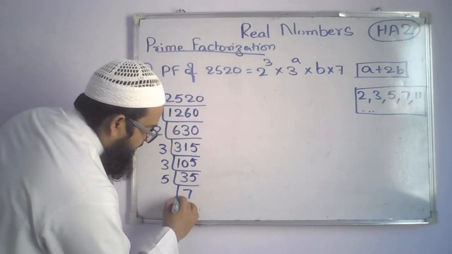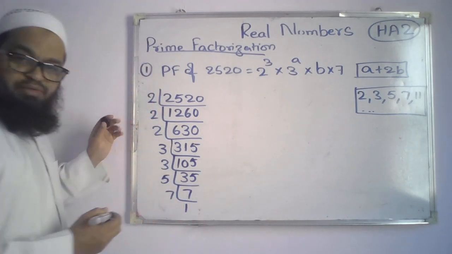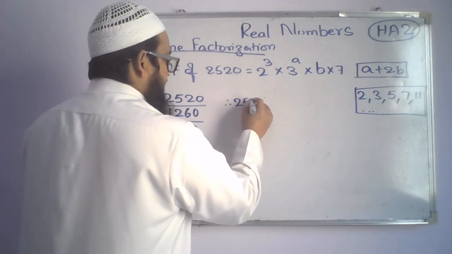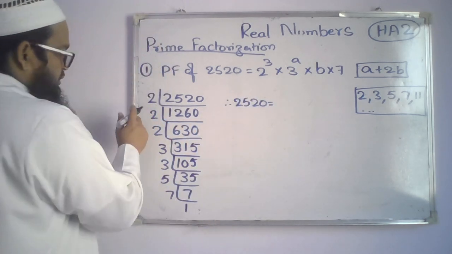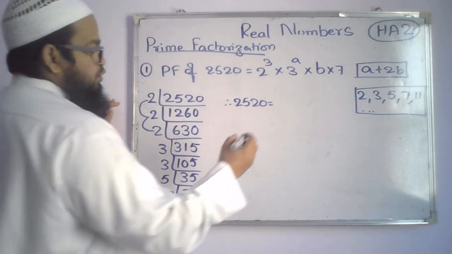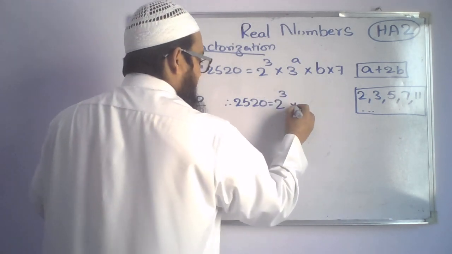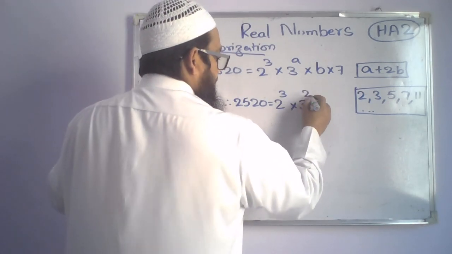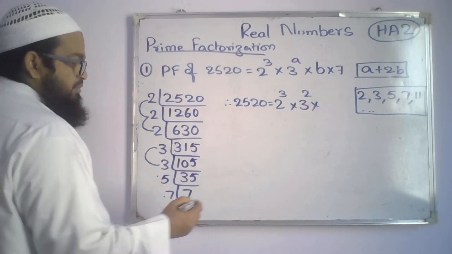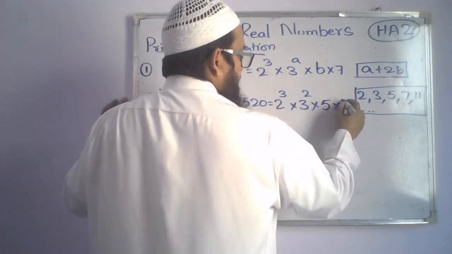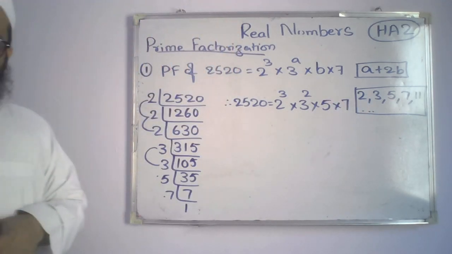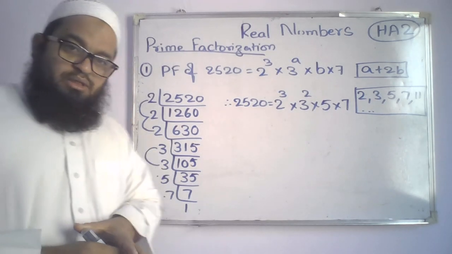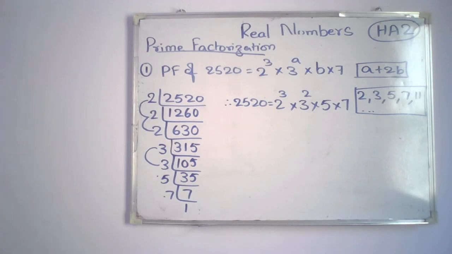5 sevens are 35. We know that 7 ones are 7. So therefore, how will you write? 2520 equals 2, how many times? 2, 3 times. That means 2 cubed, multiplied by 3, how many times? 3 squared. So multiplied by 5 multiplied by 7. Understood? So this is the prime factorization which we got for 2520. So give me 1 second.